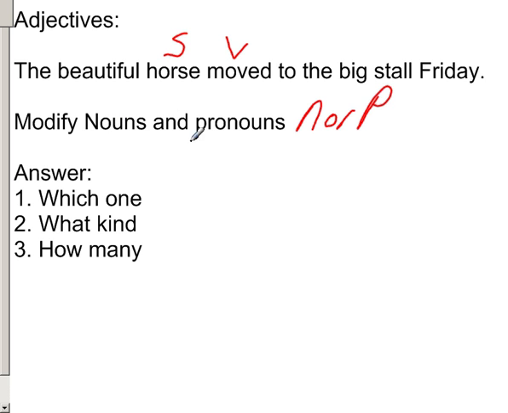Adjectives modify nouns and pronouns and answer the questions which one, what kind, and how many. Well, let's look at some modifiers here. First of all, we know they modify nouns. So I have a subject, which is also a noun, horse, and then I say beautiful. Well, let's ask ourselves the question, which one, what kind, or how many? And that, of course, answers which one. Which horse? The beautiful horse, right? So that would be an adjective.